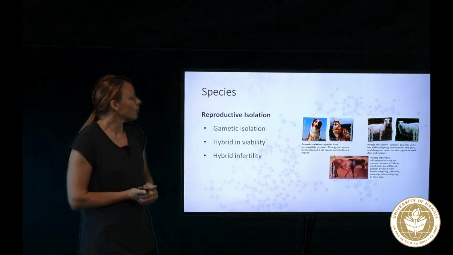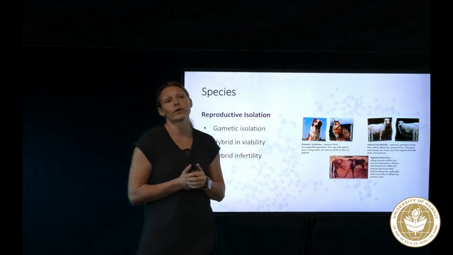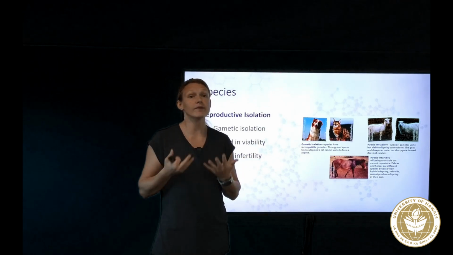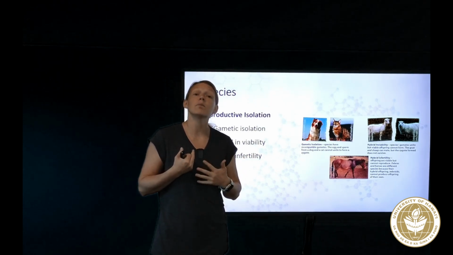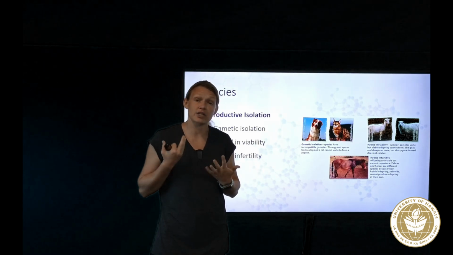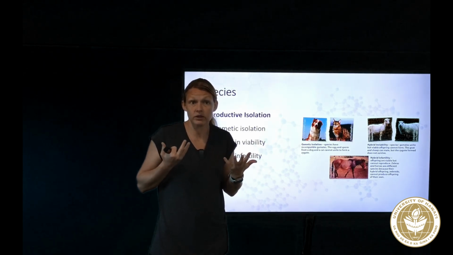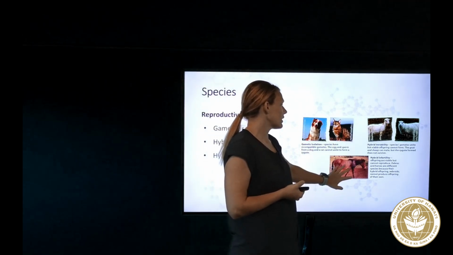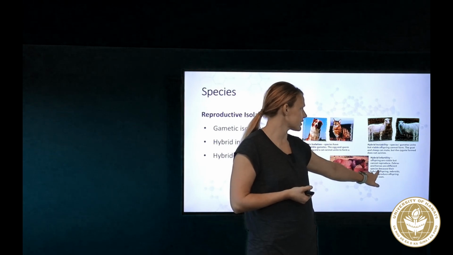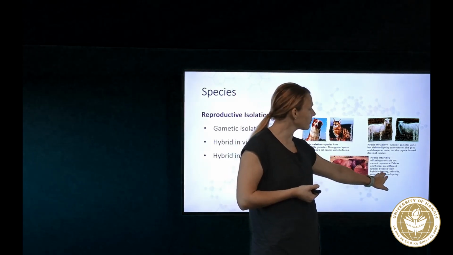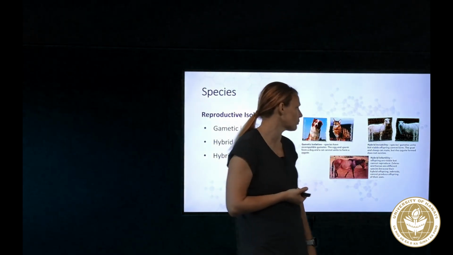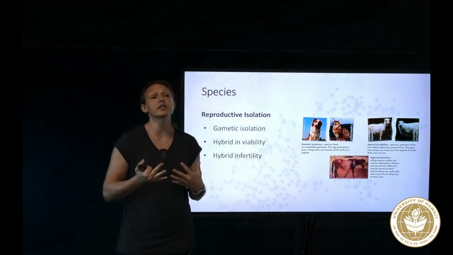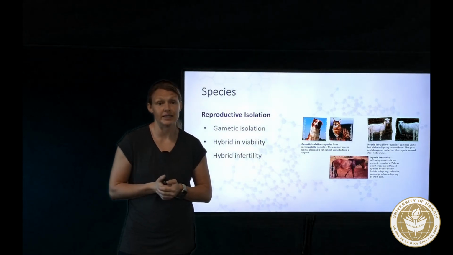The last type of reproductive isolation is hybrid infertility. This is where the zygote does survive. So you have this hybrid, it survives, but when it gets to the age that it is reproductively active, they can't reproduce. So a good example of this is when you take zebras and horses. They're different species, but their hybrid offspring that they produce, zebroids, they can't produce fertile offspring of their own. So these are all the different types of reproductive isolation that can occur.